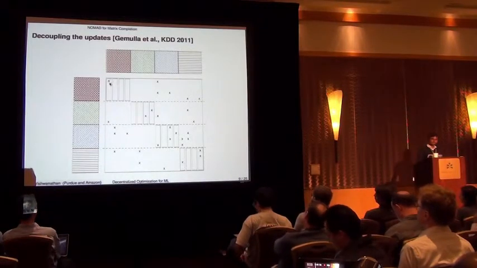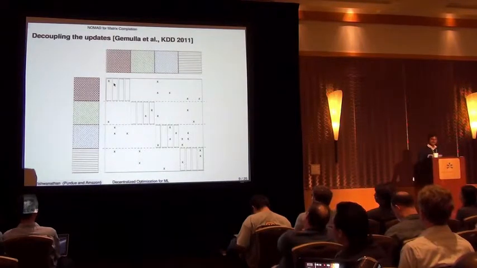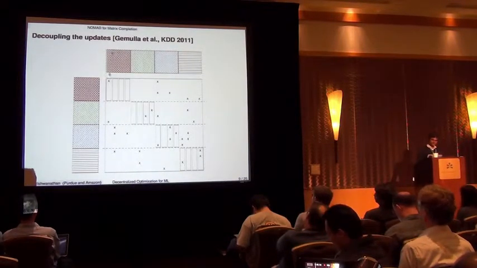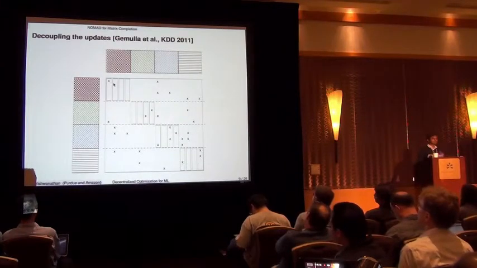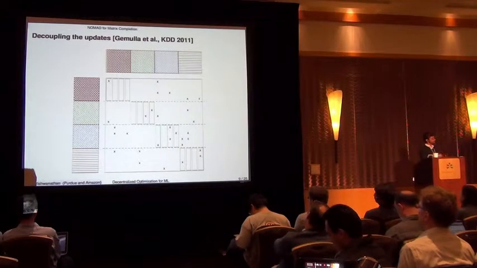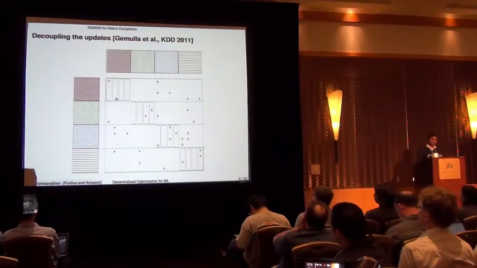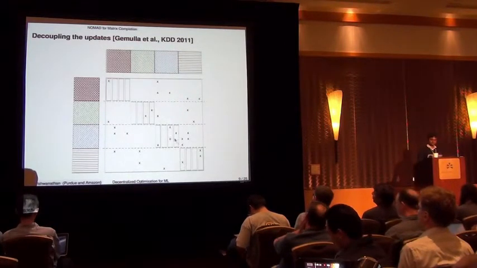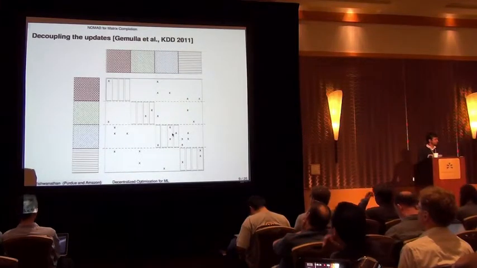Therefore, you can choose any rating in this part of the matrix, and you have the rating, the user embedding, and the item embedding, the three pieces of information you need to make an update with respect to that entry. So this machine can happily continue working on this portion of the matrix. The second machine can continue working on its portion, and so on and so forth.